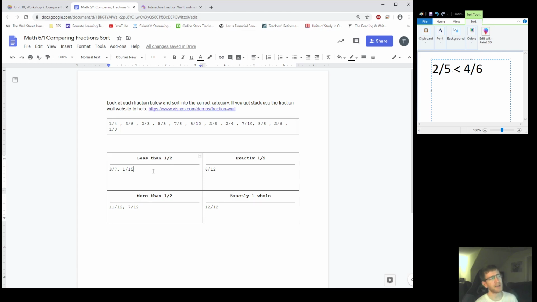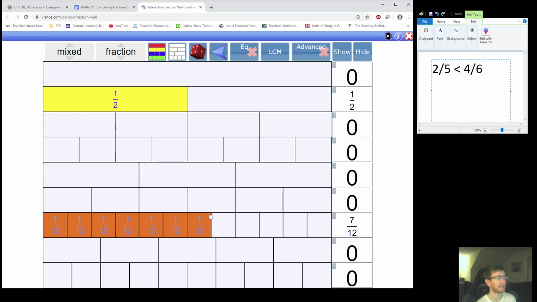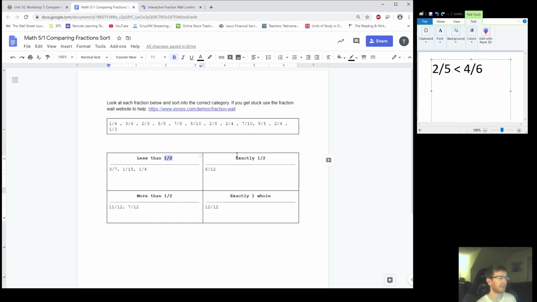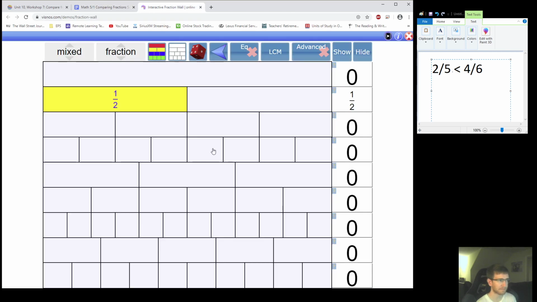Well, I quickly can know and have memorized that 2/4, if we have 2/4, that's an equivalent fraction to 1/2. We only have 1/4 here. That tells me that it's less than 1/2. And we can, once again, if we got stuck, we'd come here, let's clear the board. Our focus is 1/2, less than, exactly, more than 1/2, or exactly 1/2.